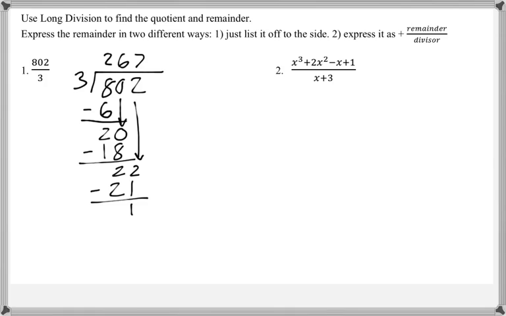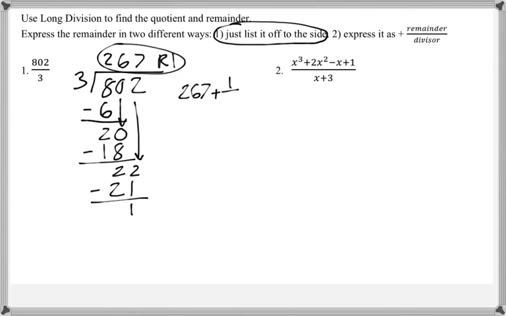So you can either write remainder 1, and that's one of the ways to write it. So just listing it off to the side, that would be like this. And then listing it as a plus the remainder. So 267 plus, it would be the remainder over the divisor. So this would be plus 1 over 3. And that would be the other way. So that's kind of long division.